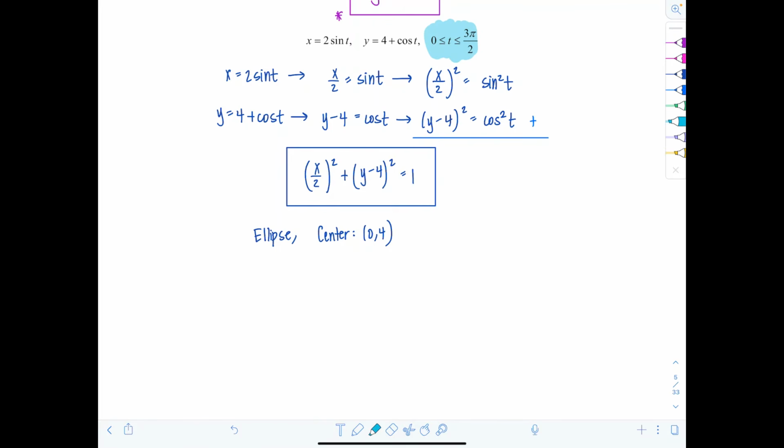In this case, x is equal to 2 sine t and y is equal to 4 plus cosine t. So play around with it. I would say plug in 0 for t, see where you are, plug in maybe pi over 2, then pi, and 3 pi over 2. See which portion of the ellipse is traced out and the direction. You can't just do the starting point and the stopping point. Okay? Comment down below what you get.